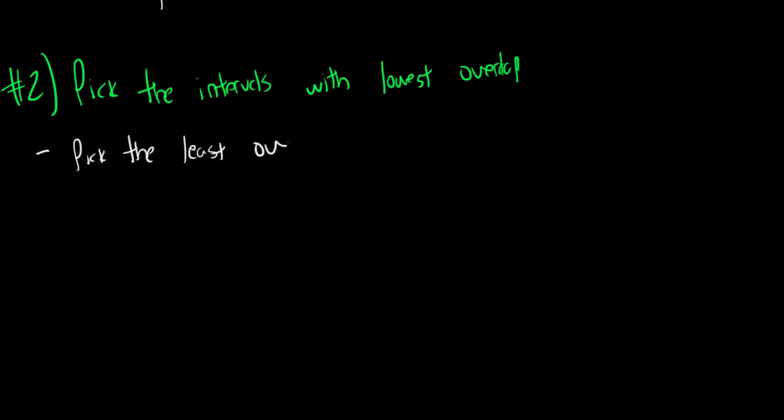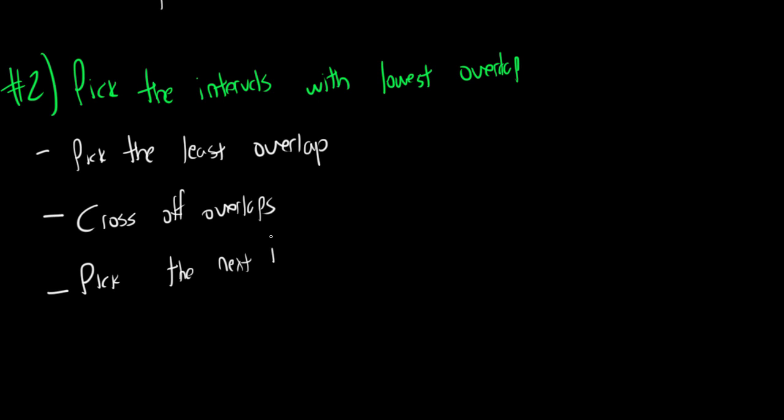Number 2, cross off overlaps, because you'll still have some overlaps. Then pick the next least overlap. I know it doesn't sound very nice, but it works. And for this last point, we're obviously talking about the active overlap. So anything that you have crossed off, you don't need to worry about. So let's go ahead and show you why this is not going to work very well.